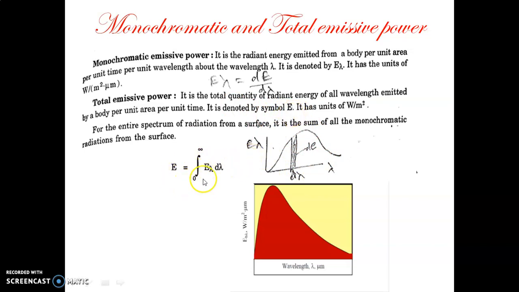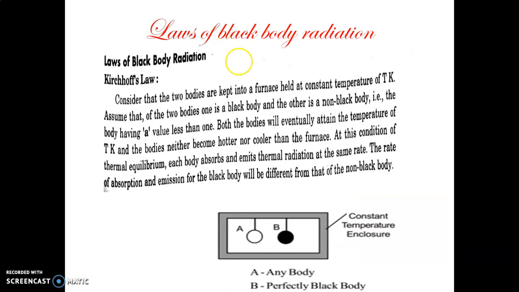How is that total found? By integration of E lambda d lambda from 0 to infinity, we can find the value of E, the total emissive power. If we calculate the emissive power for any particular wavelength, that is the monochromatic emissive power. These two terms are important for the next derivation, Kirchhoff's law, from which we are going to derive the different laws of black body radiation. First we discuss what is meant by Kirchhoff's law, or derive Kirchhoff's law.